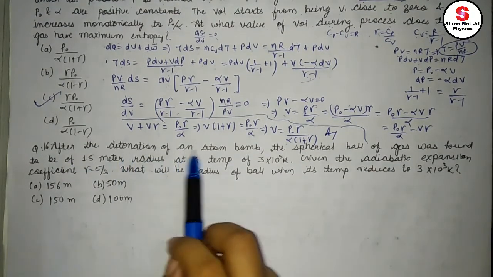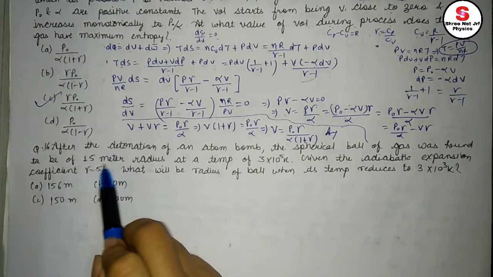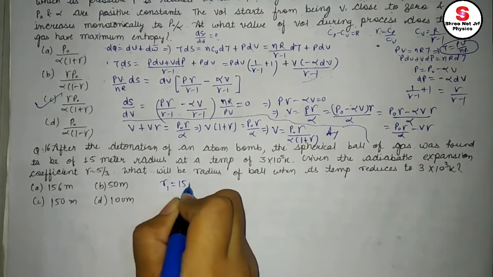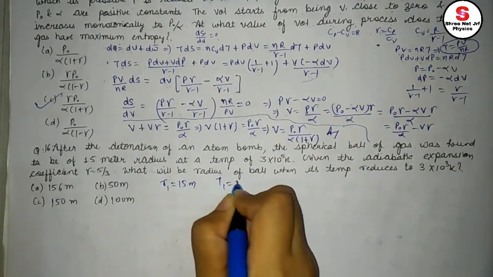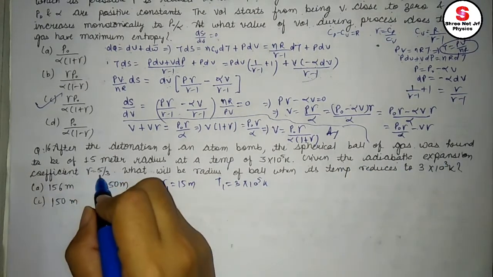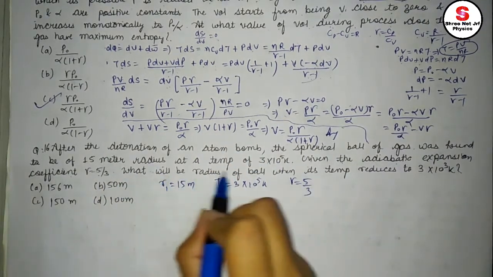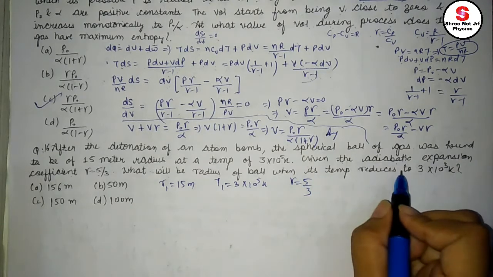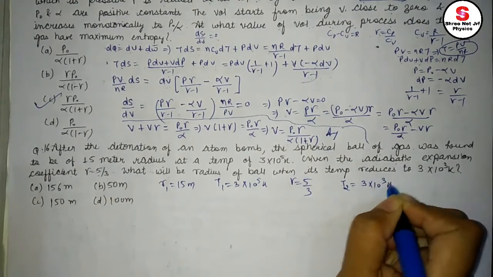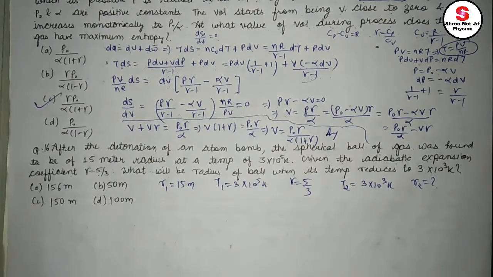After the detonation of an atom bomb, the spherical ball of gas was found to be 15 meter radius at a certain temperature. We are given R1 equals 15 meter and temperature T1 equals 3 into 10 power 5 Kelvin, with adiabatic expansion coefficient gamma equals 5 by 3. What will be the radius of the ball when its temperature reduces to T2, 3 into 10 power 3 Kelvin? What is the final radius R2?